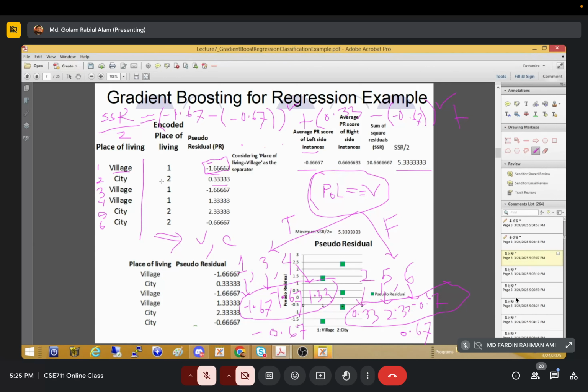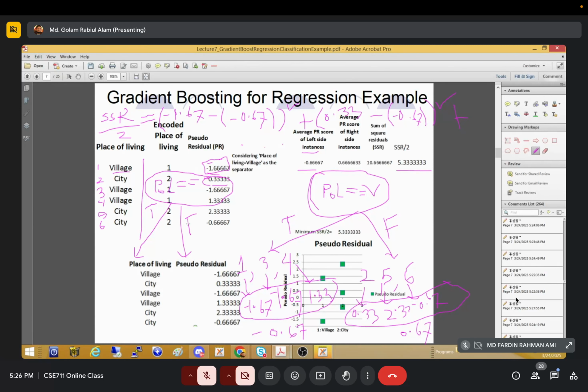Now what we have to do? This is place of living equal village. Then we have to consider some other splitter also. Like if we consider place of living equal city. The place of living equal city: this is the true side and this is the false side.